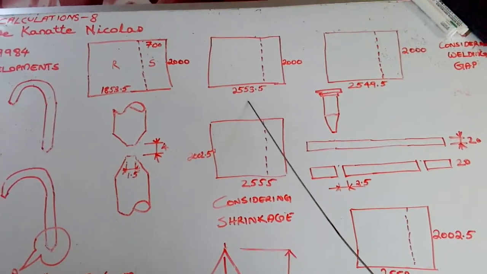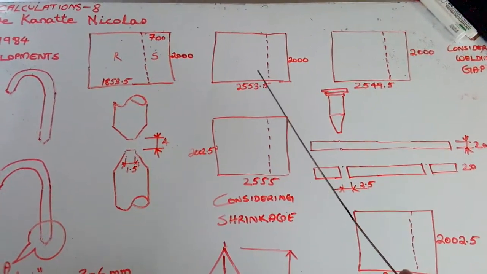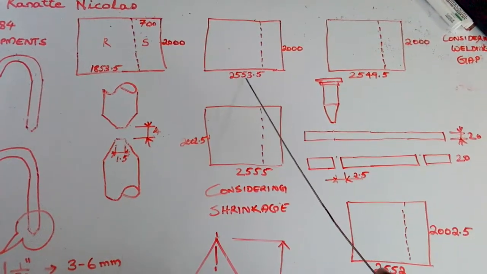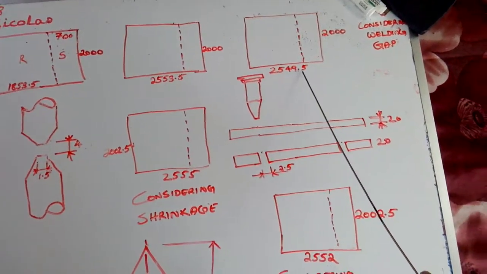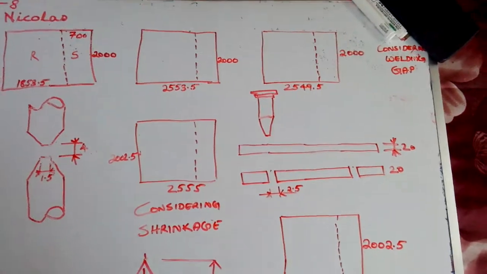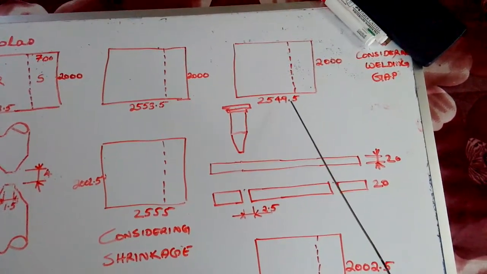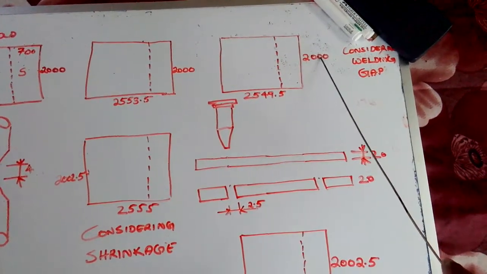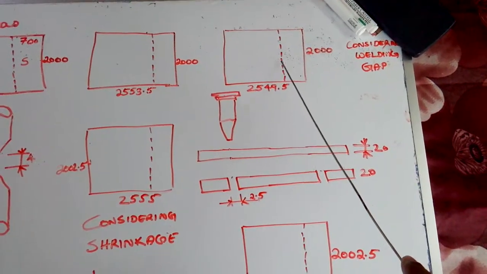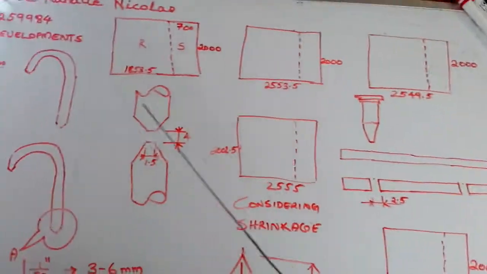So we shouldn't use 2553.5. From this 2553.5, we have to decrease 4 mm. If we decrease 4 mm, it will become 2549.5. You just calculate and check it. If we use this measurement 2549.5 into 2000, and if we roll from here to here, we will get one job like this.